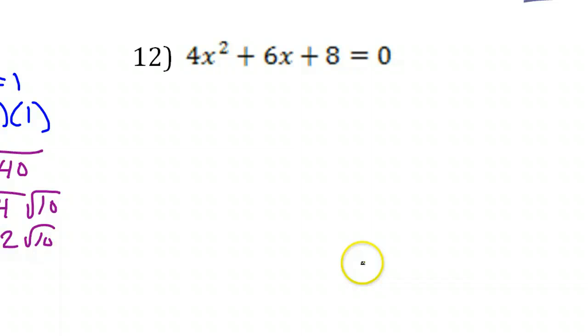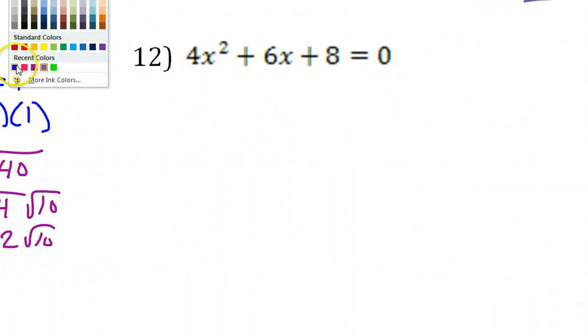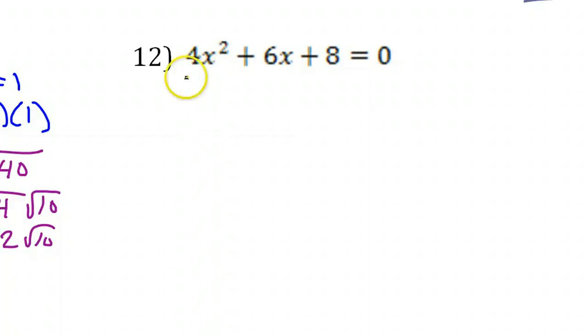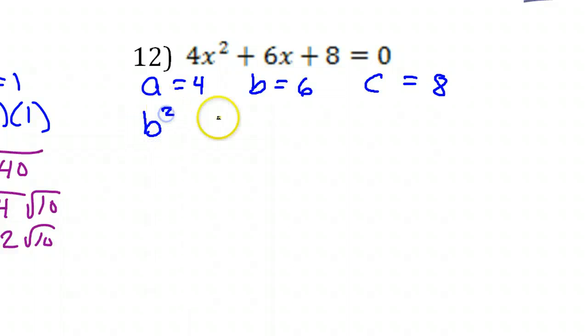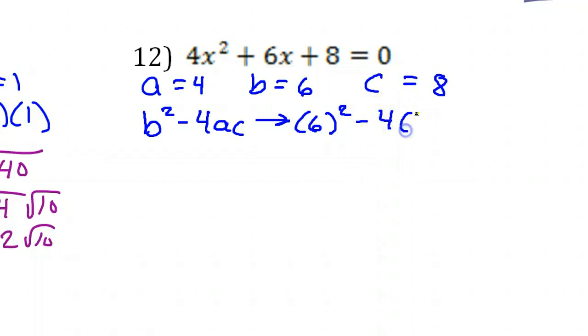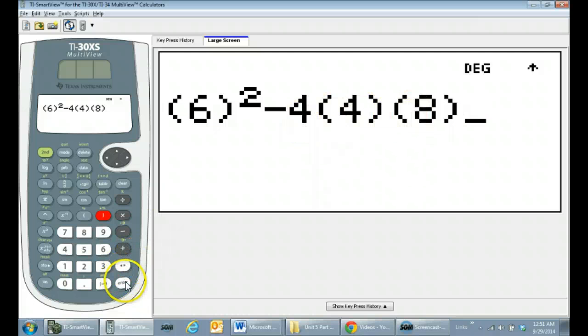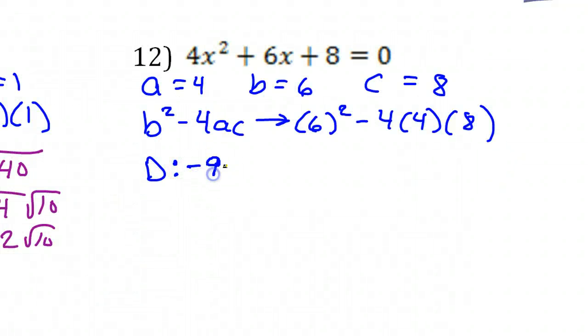And I believe this is the last problem of the assignment. So let's make it a good one. A is 4, B is 6, C is 8. As always, let's calculate the discriminant first. B squared minus 4AC becomes 6 squared minus 4 times 8. Let's find that discriminant. And we get negative 92. So the discriminant is negative 92.